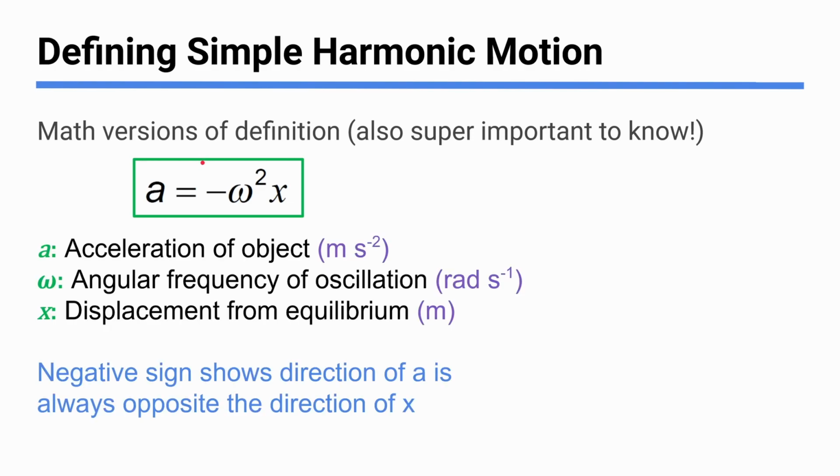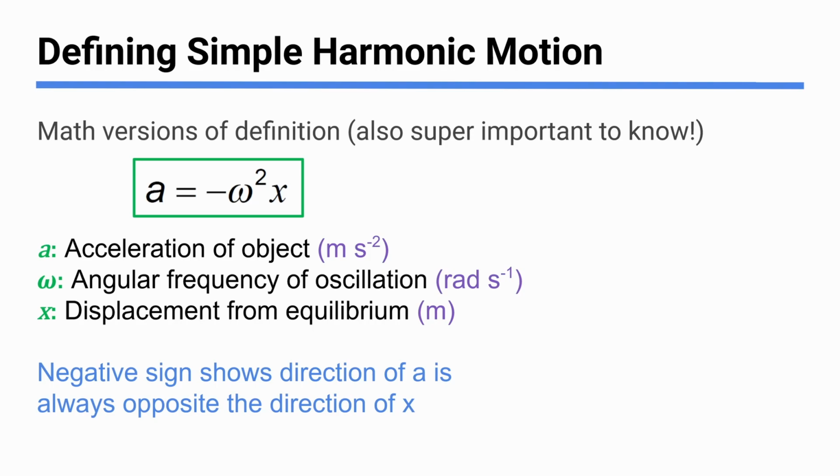This, I would say, is the math version of the two sentences we wrote down. So here we have an equation that shows the acceleration of a thing being proportional to x, its displacement from equilibrium, and the negative sign covers this idea of towards equilibrium. So if x is positive, a is negative, and vice versa. And the other thing in here, the coefficient of proportionality, has to do with this thing called angular frequency. That's the Greek letter omega there.